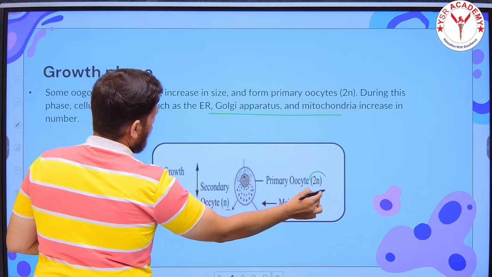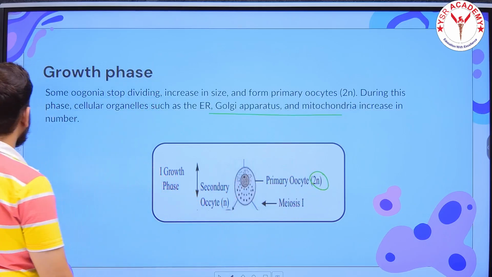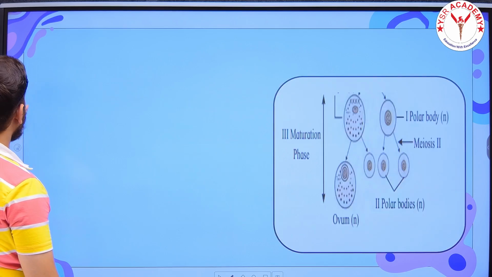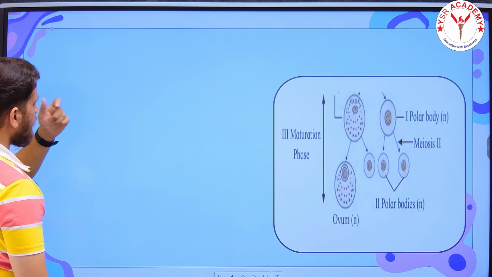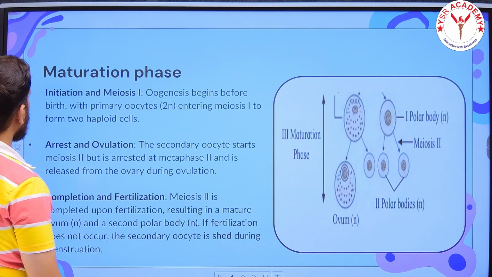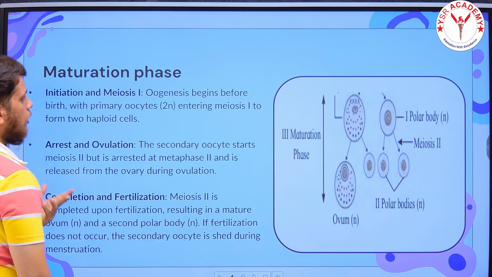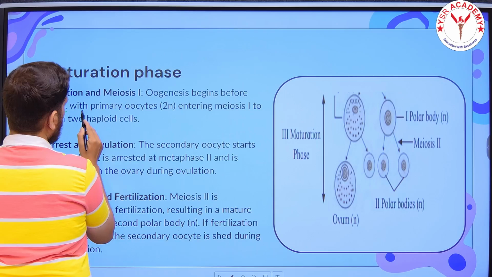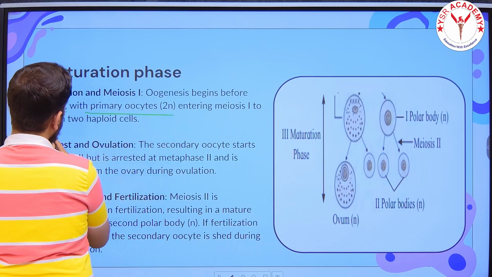Primary oocyte is 2n, is going under meiosis 1. Okay, it is going under meiosis 1. meiosis 1 से 2 सेल्स बनेंगे. 2 सेल्स में एक सेल होगा जिसको आप सेकेंडरी oocyte बोलेंगे और दूसरा होता है पोलर बॉडी. So oogenesis begins before birth with primary oocyte entering meiosis 1 to form 2 haploid cells.